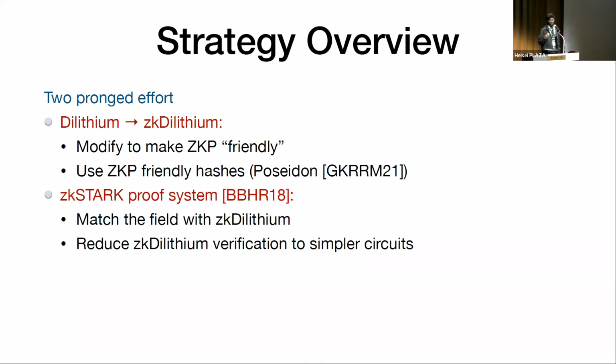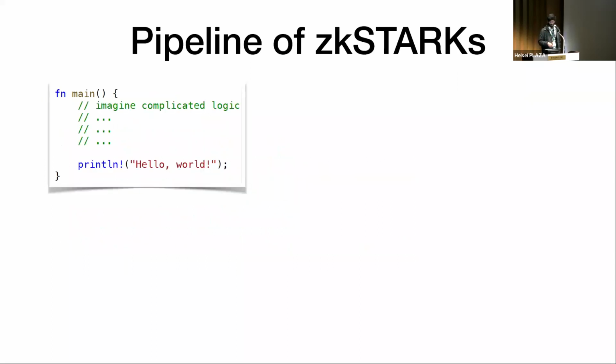We're also going to choose a proof system which is post-quantum. But we also need some properties from this proof system, which is that we need to be able to match the arithmetic in the proof system with that of Dilithium. If that went over your head, it's okay. It's just we need to use a very specific field. And when we're doing the ZK Dilithium verification circuit, we're going to reduce it to simpler statements in order to reduce the prover work.